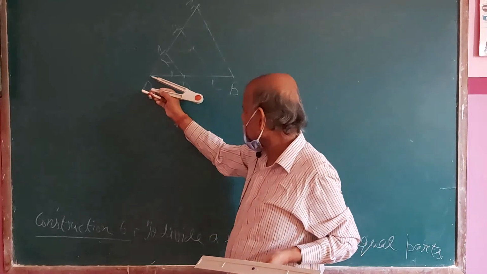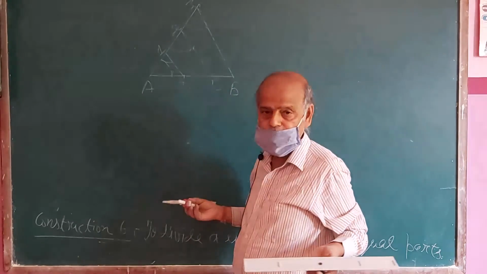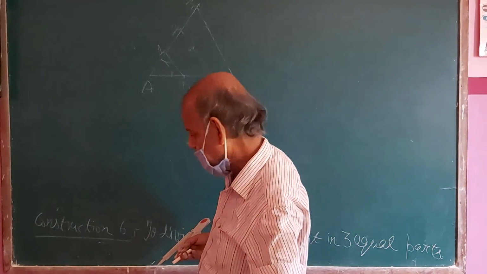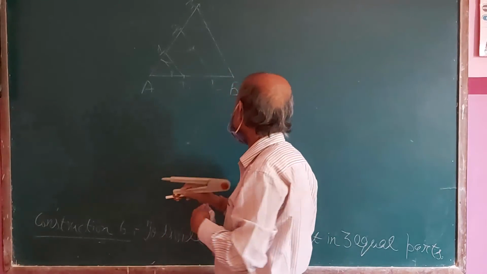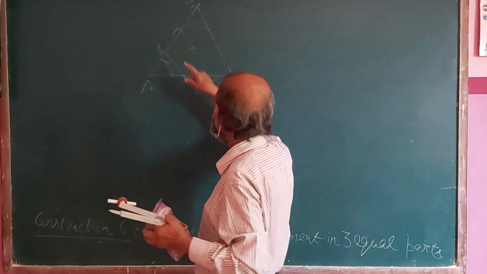So you will see thus AD is equal to DC and CB. Okay, you can do like this. You can trisect a line also. This is the method. Now, so you can follow this method.